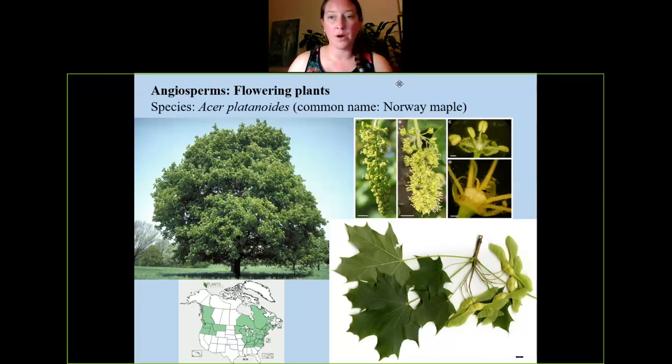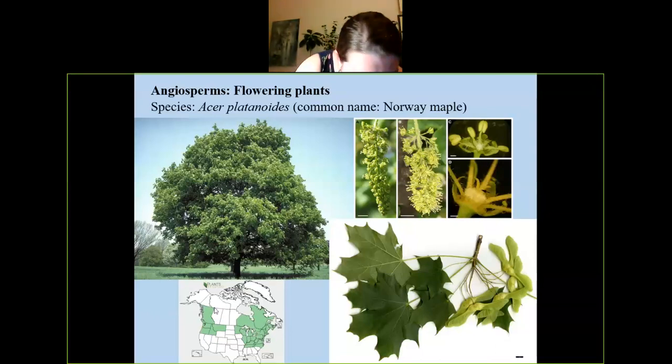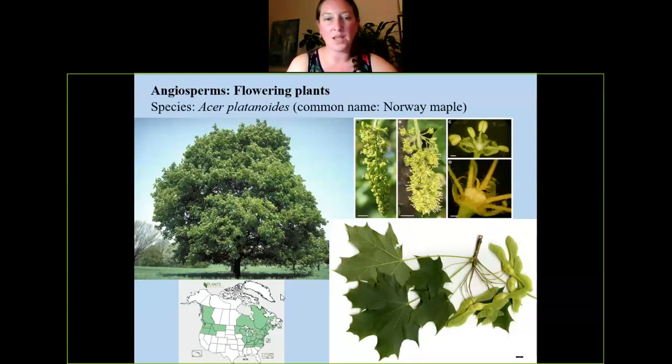How do you tell this apart from others? Oh, and the map on the bottom here is showing you where it's considered invasive in the USA and parts of Canada. This is a plant that is dioecious, so you can have male and female flowers.